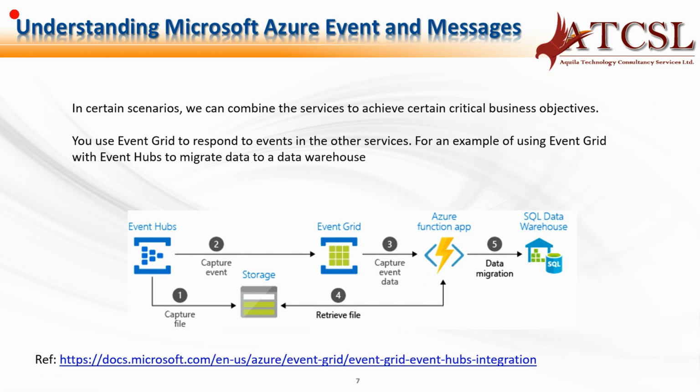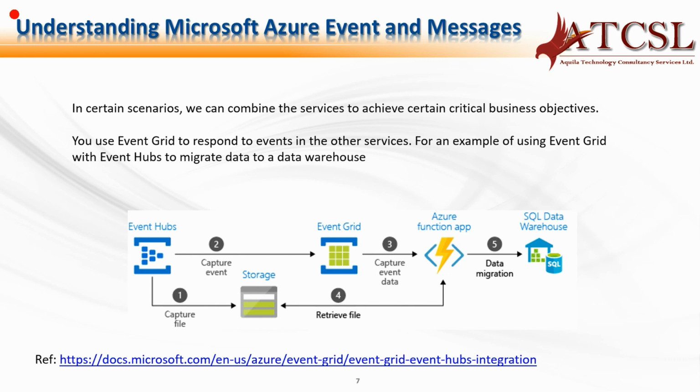So in certain scenarios, we can use the services together. We can combine Event Grid and Event Hubs and so on and so forth to achieve certain critical business objectives. So you can use Event Grid to respond to the events in other services. For example, if you see the image below, Event Grid with Event Hubs is being used here to migrate data to the data warehouse. The Event Hubs will have multiple events. They will capture it, send it to the Event Grid, and they will also capture the file, which goes to the storage. As I previously told you, the Event Grid will never work directly with the object. It will only work with the events.